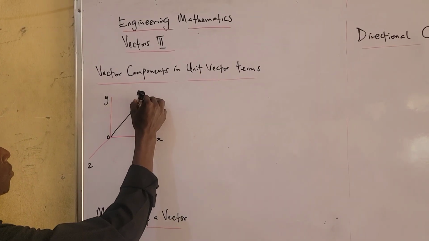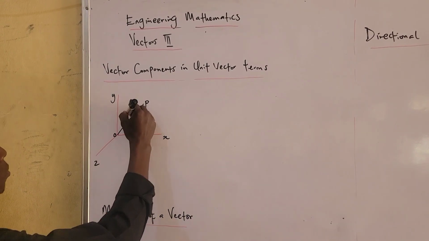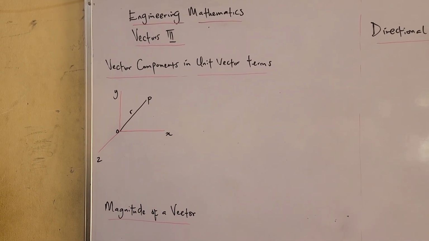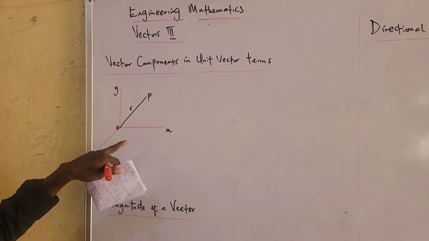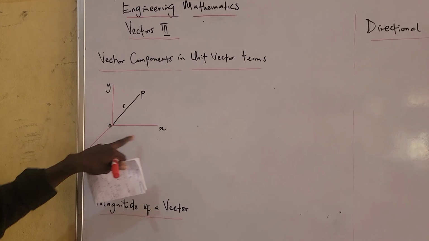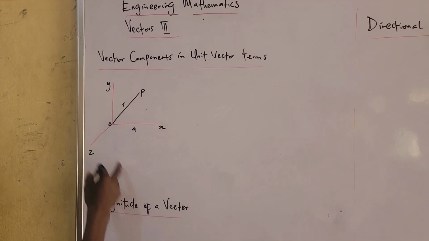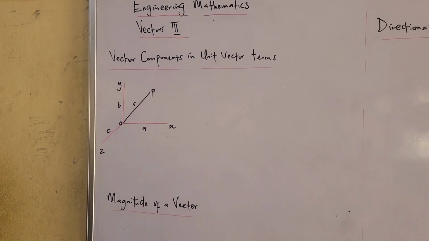Let's say this is OP, and this OP is also equal to R. That is maybe the resultant. So R will be the sum. What will give us R will be this direction plus this direction plus this direction. So I will denote them. I can say OX is A, and I will say OY is B. And I'll say OZ is C.